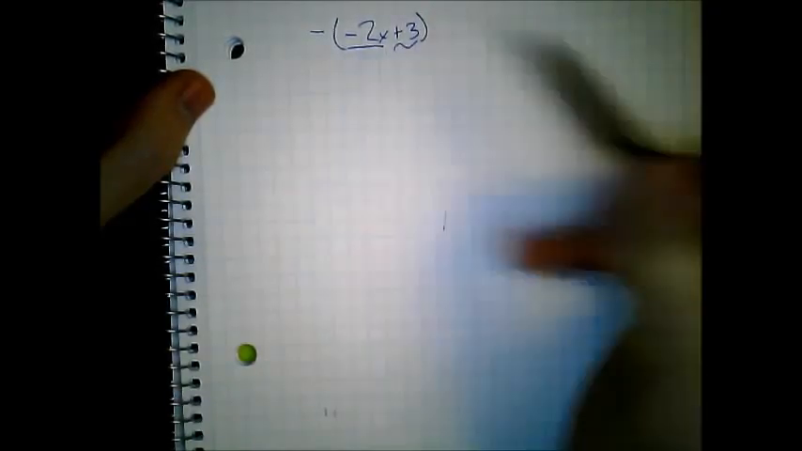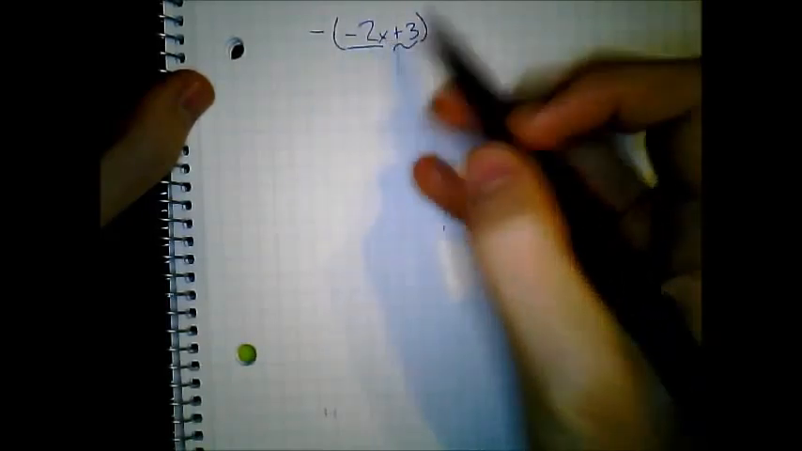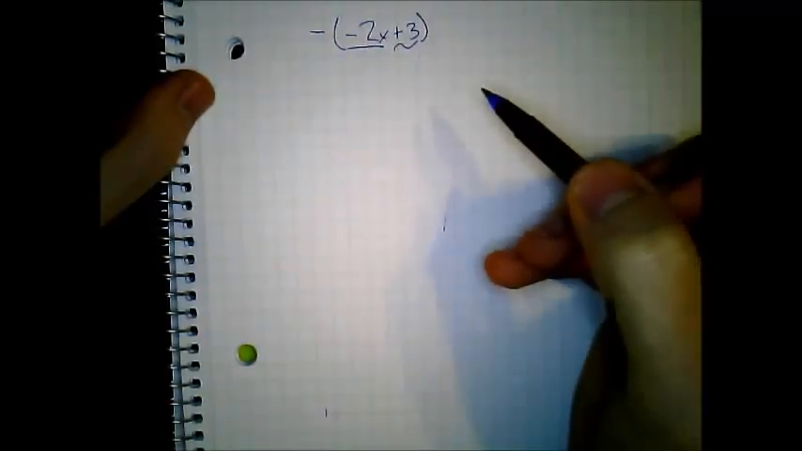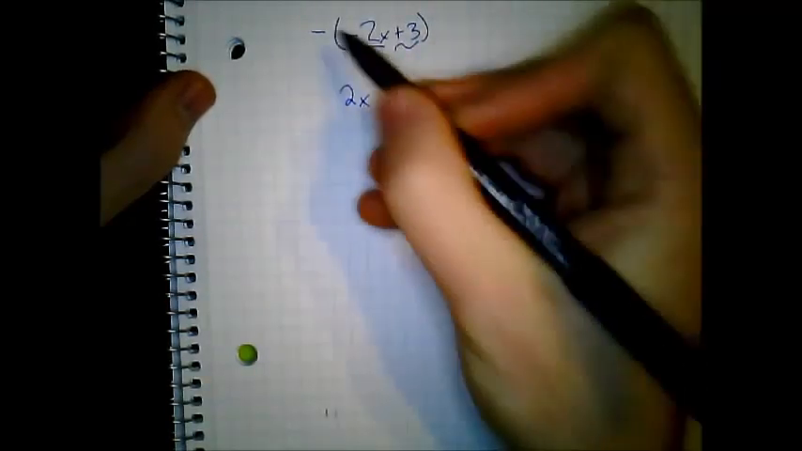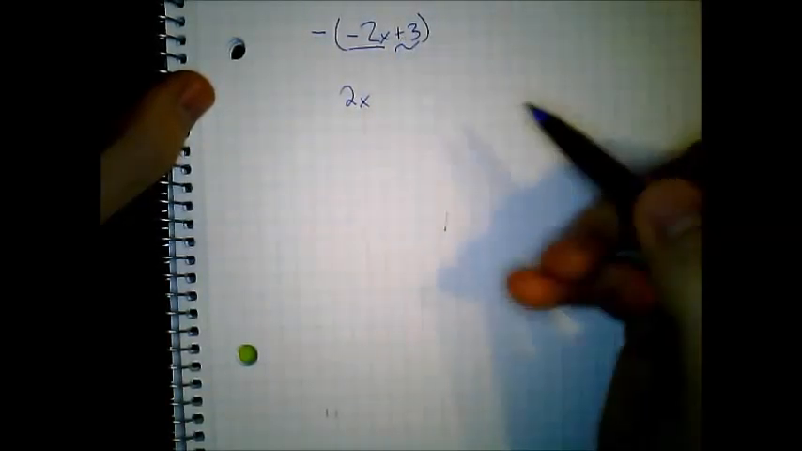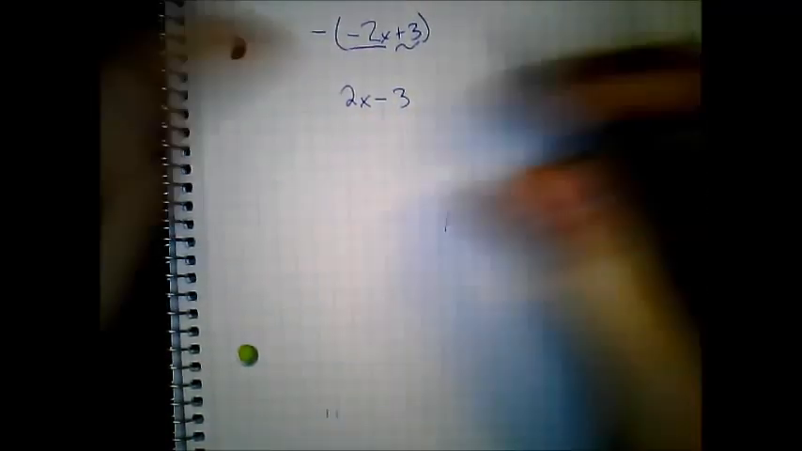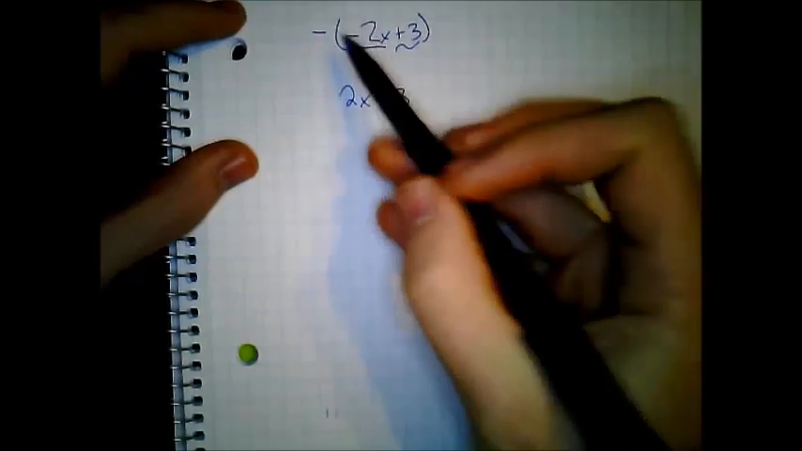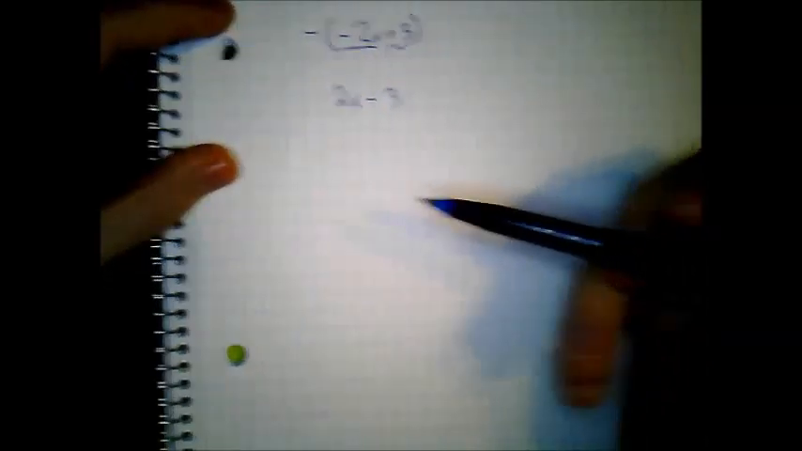So we have a negative 2x tiles and a positive 3 unit tiles. We're taking the opposite of each. So the opposite of a negative 2x tiles are positive 2x tiles. The opposite of a positive 3 unit tiles are simply negative 3 unit tiles. And that's it. That's all this means. This negative on the outside means we're taking the opposite of every single term on the inside.